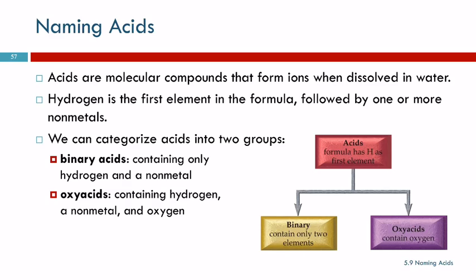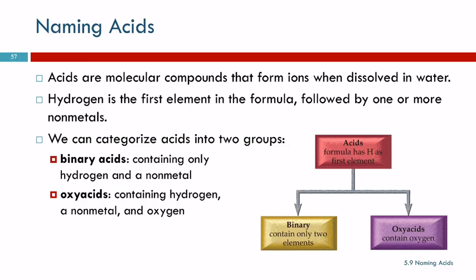It's only an acid if the first element is H. If it's got hydrogen somewhere else, that doesn't make it an acid. The hydrogen has to be first. In the name of an acid is the word acid. If it doesn't have the word acid in it, it's not an acid.